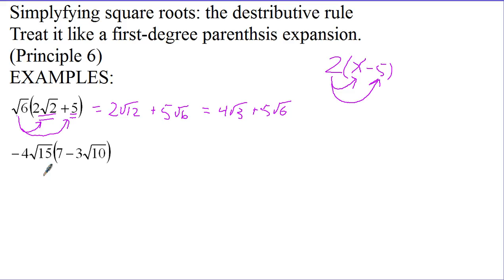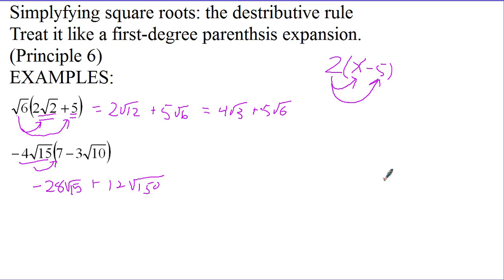Same thing down here, just watch the signs. Negative times positive is negative, 4 times 7 is 28, and then the square root of 15 is part of the package that's coming into the parenthesis as a multiplier. The second term will be a plus, so I'll have negative times negative, 4 times 3, 12. 15 times 10 is 150, so the square root of 150.